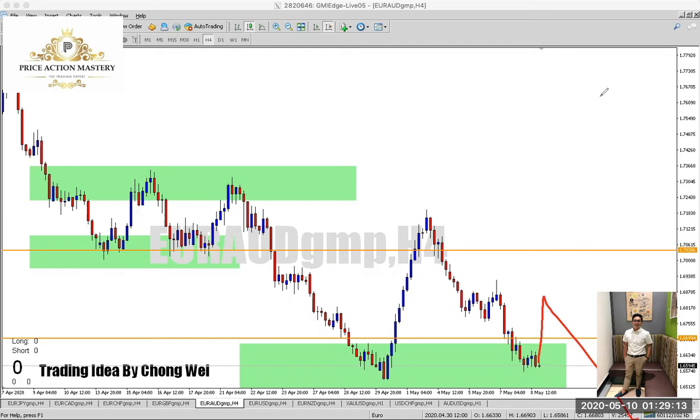Because of the correlation, as we analyzed for Aussie earlier, Aussie might also have the chance to change the trend, right? But before it changes, we will just follow our rules, which is to follow the trend.